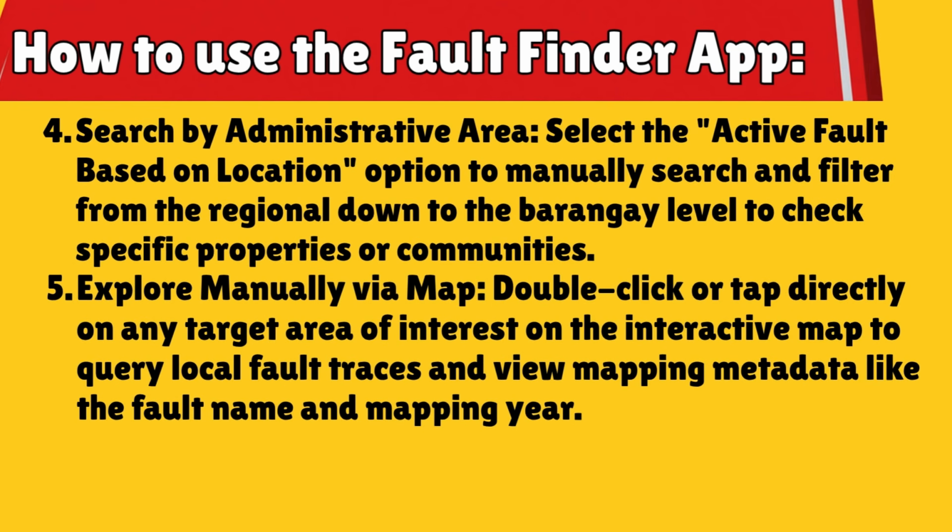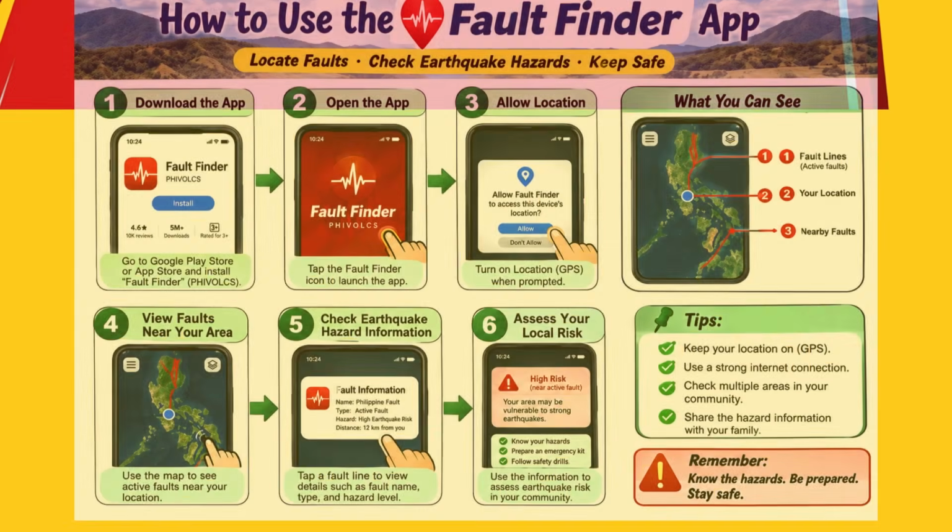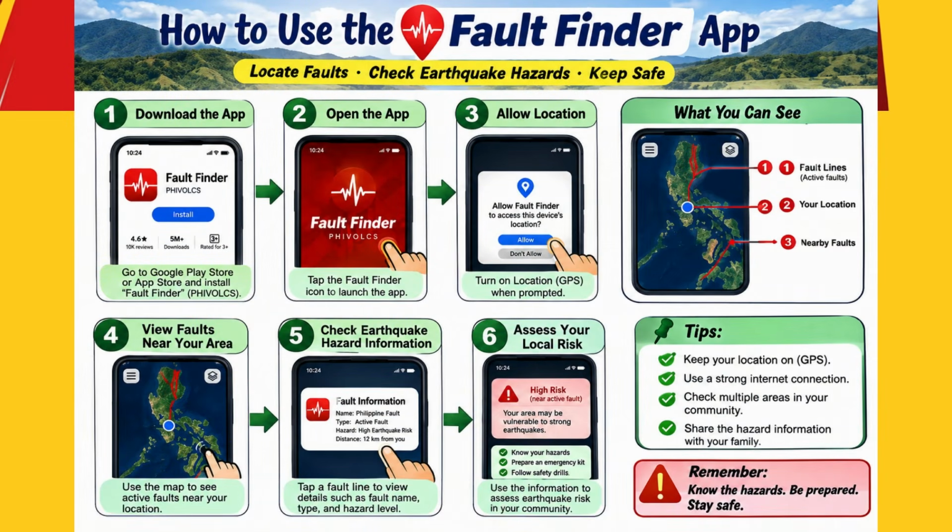Number 5. Explore manually via map. Double-check or tap directly on any target area of interest on the interactive map to query local fault traces and view mapping metadata like the fault name and mapping year. So this is our guide in using the Fault Finder app.